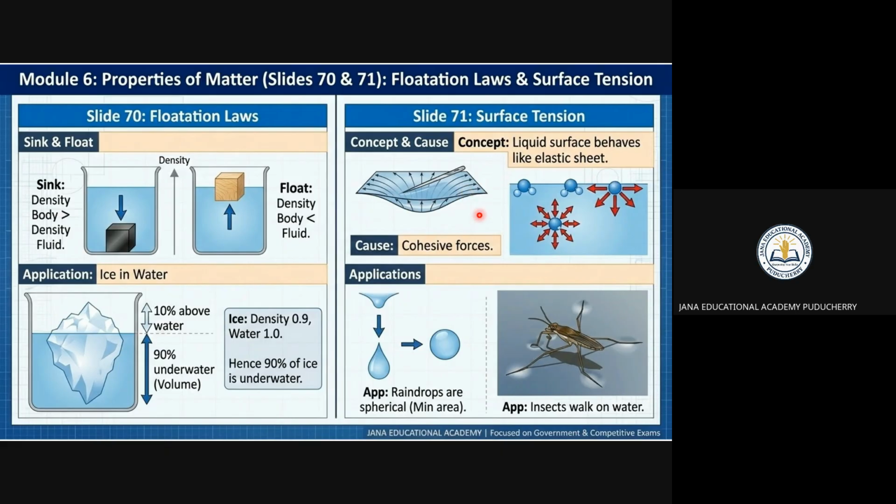You see that here the density of the cockroach is less than the density of the liquid. So what happened? The cockroach is going to float or walk on the water itself. So insects can walk on the water because the density of the object is less than the density of the liquid, right?